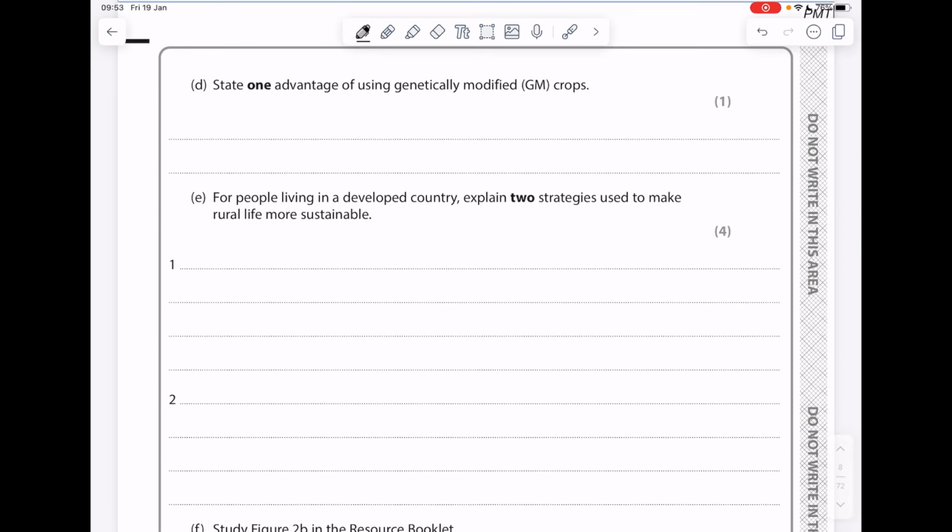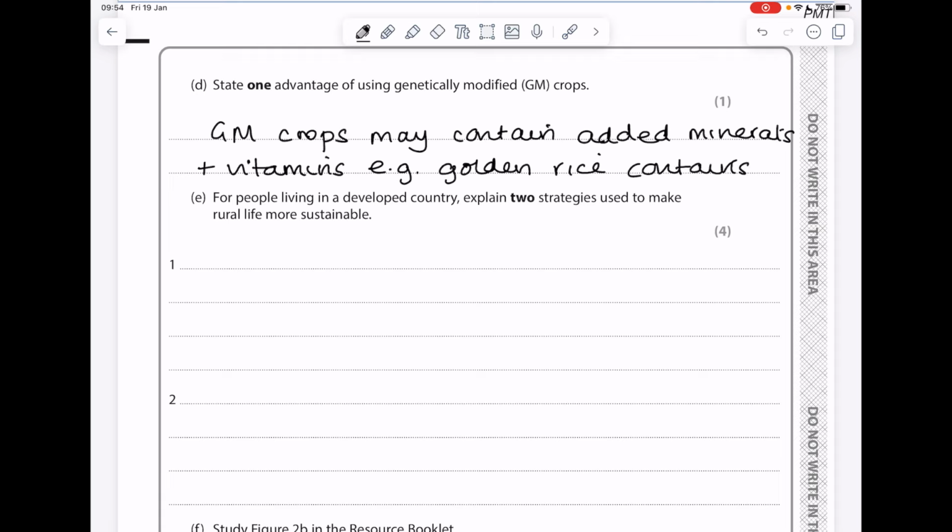State one advantage of using genetically modified GM crops. Well, sometimes they have a gene for something like golden rice, which means they have vitamin A, which means they have a greater nutritional benefit to the end consumers. So that golden rice with that vitamin A stops night blindness, a horrible affliction. You could have also said that the crops are genetically modified to produce high yields, to be more disease resistant, to require less use of pesticides, and they tend to grow faster and be more tolerable to climatic conditions.